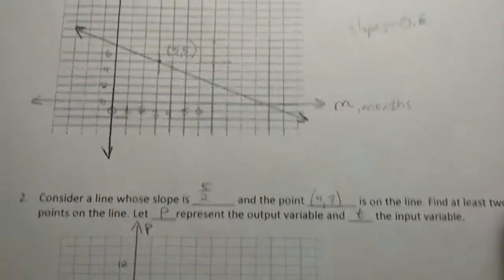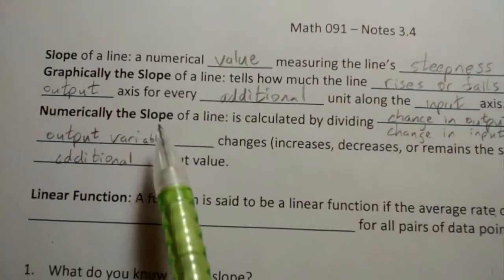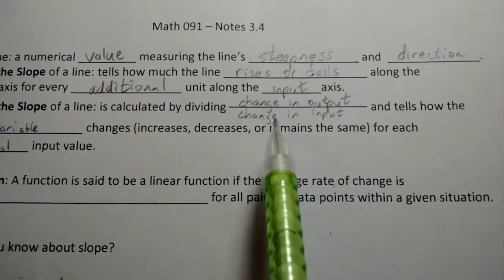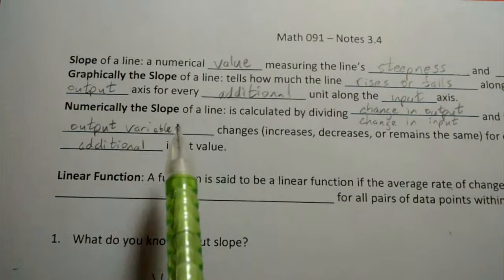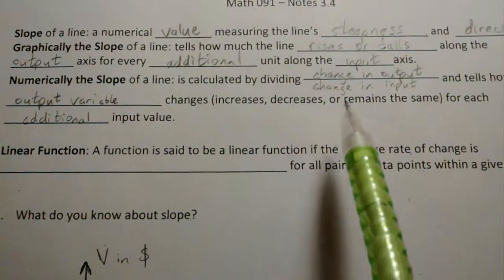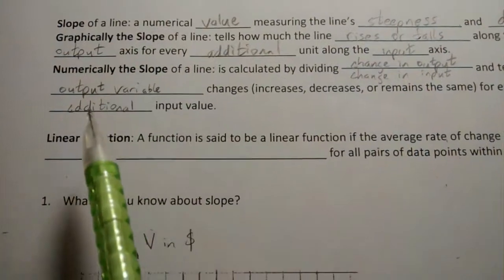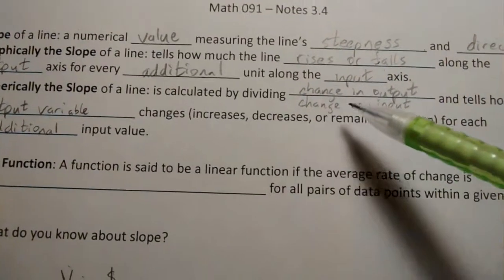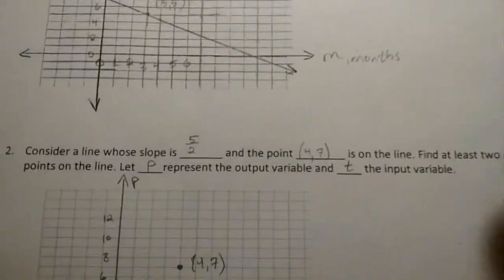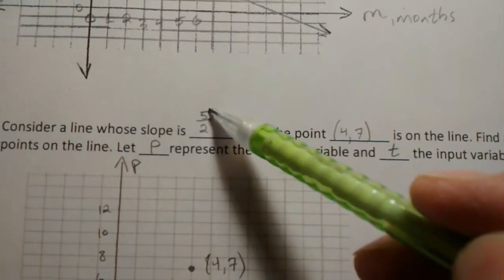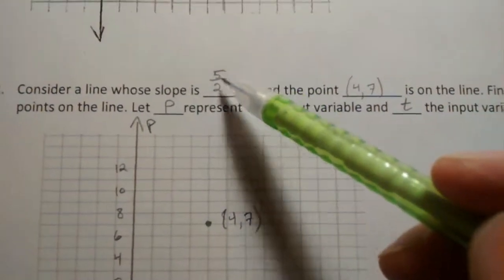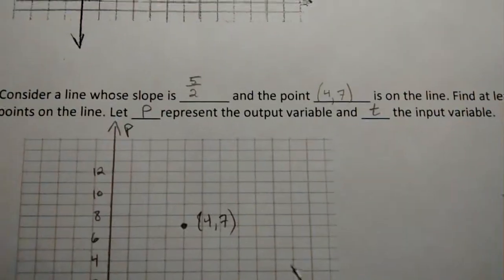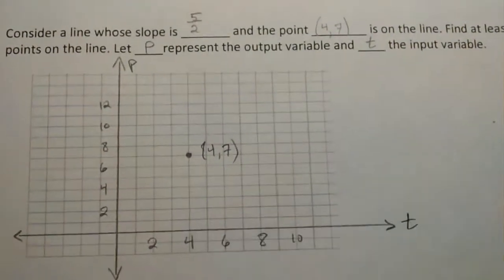That's the numerical value. Well, here's one way to think about slope. Numerically, the slope of a line is calculated by dividing the change in output by the change in input, and tells us how the output variable changes, meaning increases, decreases, or remains the same for each additional input value. So when we're given a slope as a fraction like this, this would mean the change in output over the change in input. In other words, the output variable P changes by 5 every time the input variable changes by 2, both being positive here.